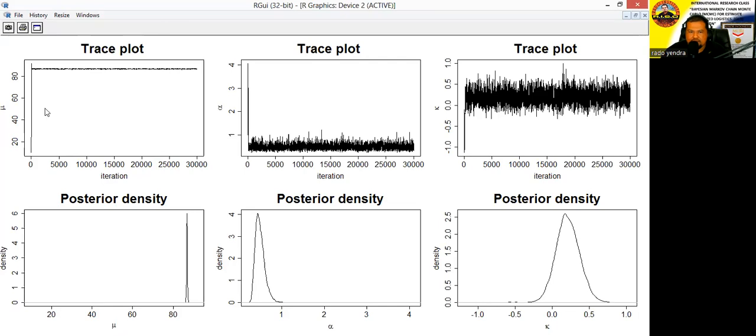The parameters successfully converge to one value, like the trace plot for the pi or the alpha. This is the trace plot for the C, and this one for the kappa. The whole program succeeds in giving the 30,000 draws. Okay, so after that, we check the posterior density.